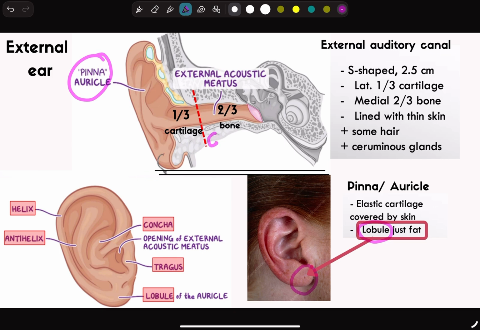As for the external auditory meatus here, it is exposed to the environment. It has two parts, cartilaginous and bony part. So one third of it is cartilage and two thirds is bone. And it's very important to know that the skin of the cartilaginous part of the external auditory canal has the hair and the glands that secrete the wax.